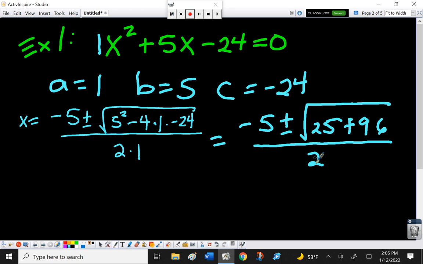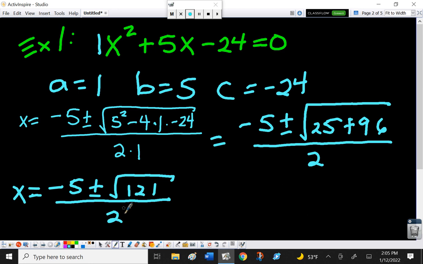All right. Let's add 25 and 96. Let's see. I got negative 5 plus or minus square root of 25 plus 96 turns out to be 121. All of that is going to be over 2. Now, ladies and gentlemen, we got to take the square root of 121, and that turns out to be 11. So I got negative 5 plus or minus 11 divided by 2.